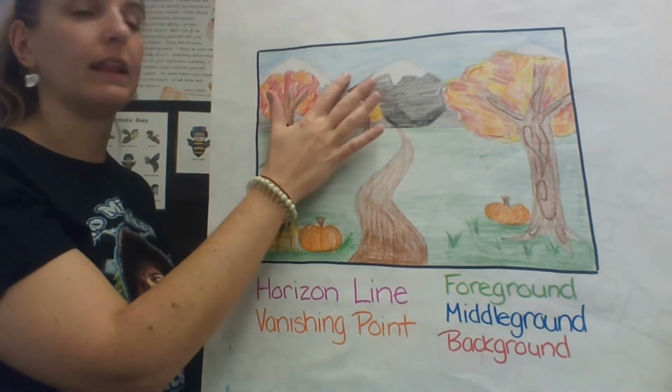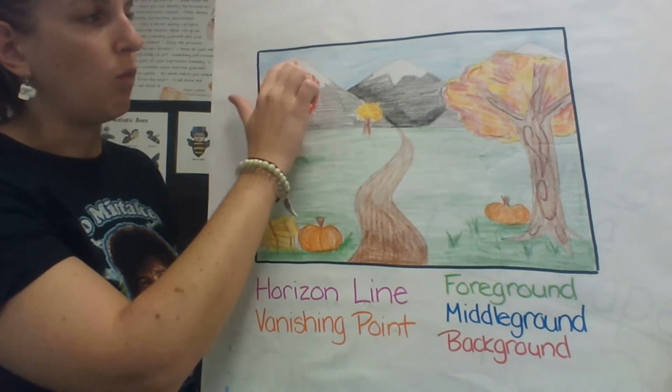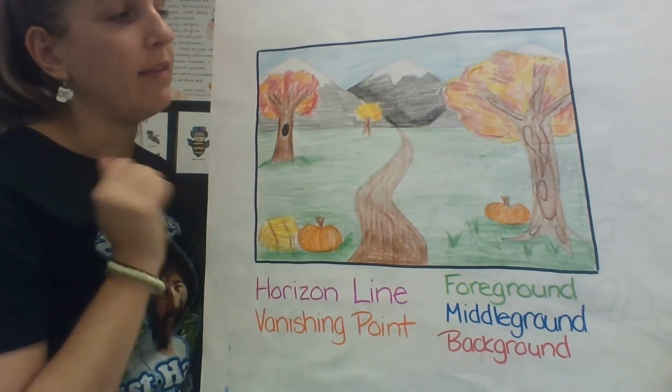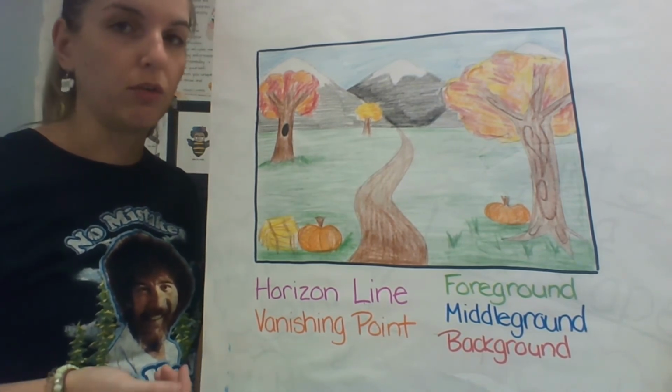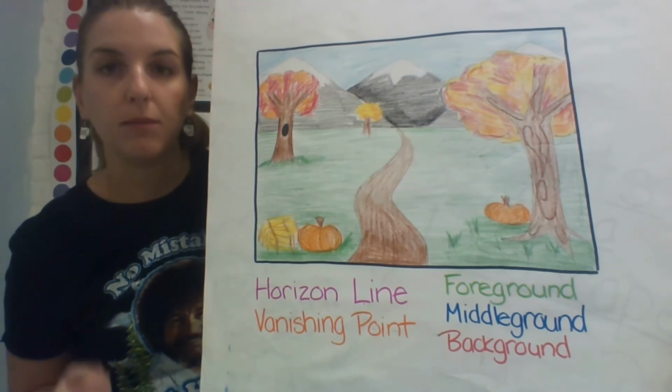I used a light blue to color in my sky. That's just what it is. I have white snow on top of my mountains, so I simply left my paper alone there. But I did use a black, or if you have a gray crayon or colored pencil, you can use a gray or a black to color in your mountains. You don't want to press down and make them super, super dark.